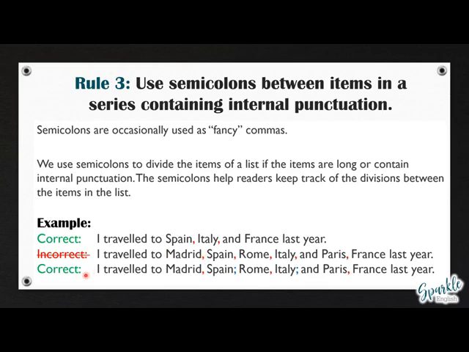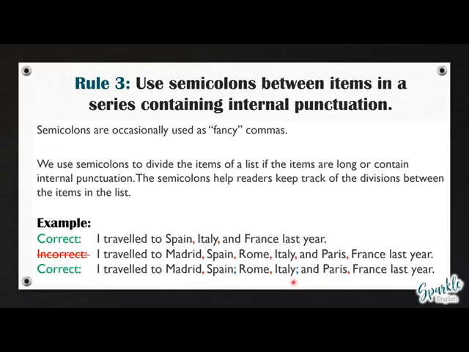So this is what would be correct. I traveled to Madrid, Spain. Then we'd put a semicolon because that would separate this into one little group. I traveled to Madrid, Spain; Rome, Italy; and Paris, France last year. And that makes it easy for the reader to understand this is 3 places: Madrid, Spain, Rome, Italy, and Paris, France.